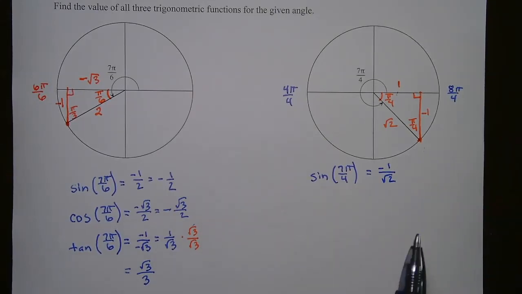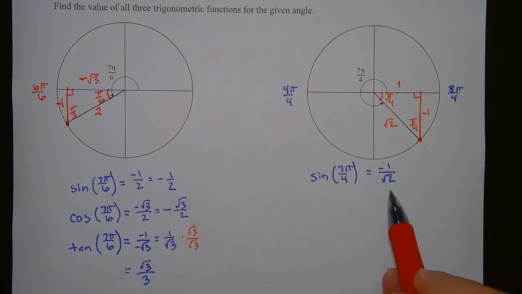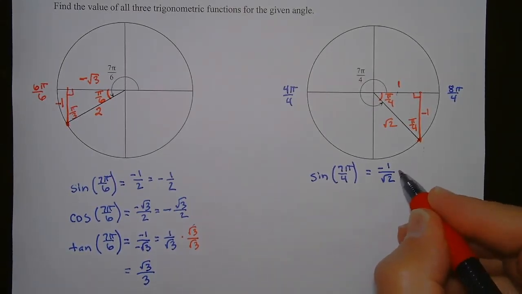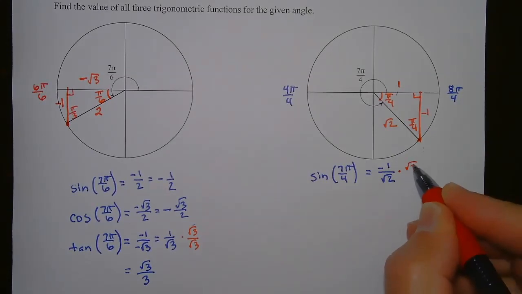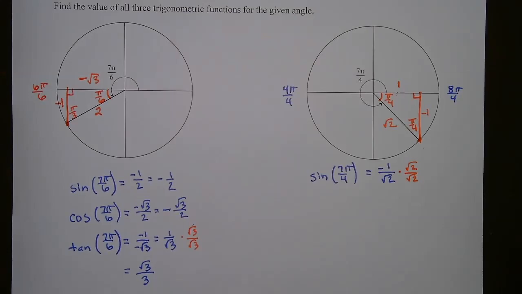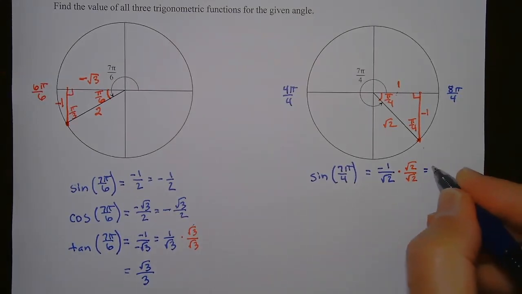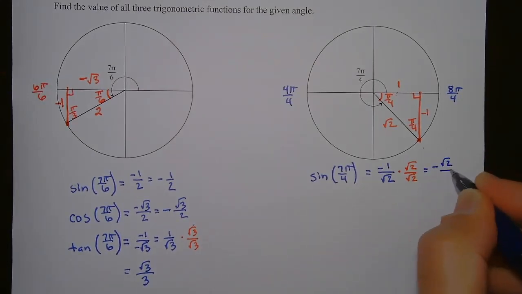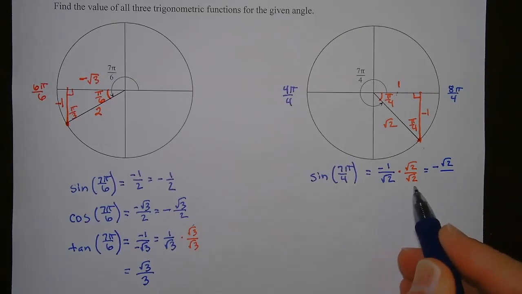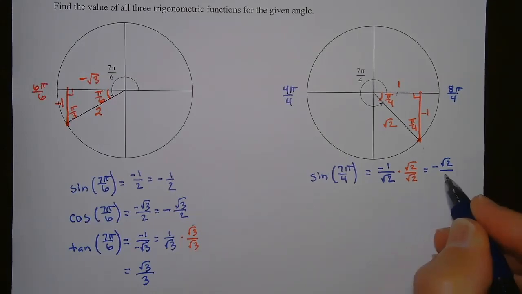Okay, good answer, but not the best answer, okay? Because we have a square root in the denominator. So we want to rationalize this, and we want to multiply by the square root of 2 over the square root of 2. That would be equivalent to negative square root of 2 over the square root of 2 times the square root of 2, which is the square root of 4, which is 2.